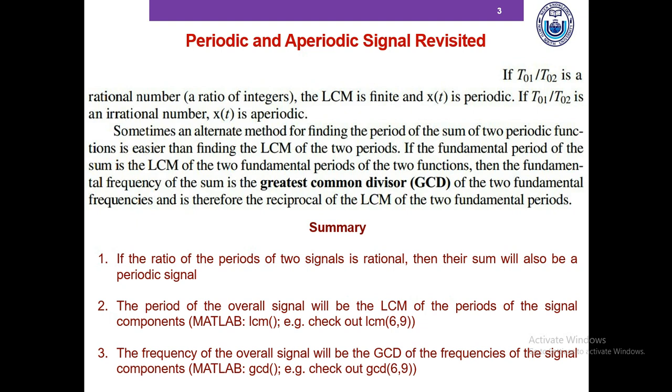Now the period of the overall signal will be the LCM of the periods of the signal components. We can use MATLAB's LCM command or function to determine the LCM of two numbers. And instead of period, we can also use frequency to determine the period or frequency of the overall signal, that is, the summed signal. So the frequency of the overall signal will be the greatest common divisor, or GCD, of the frequencies of the signal components. You can also check out MATLAB's GCD command that helps us to compute the GCD of two numbers.